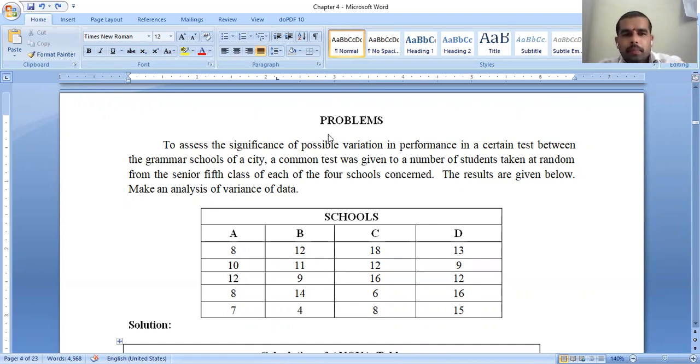Here the theoretical information is also available in this given question, but sometimes in the question paper the theoretical information will not be available. Based on this table only, we are going to calculate all the values. So how many schools are there? 1, 2, 3, 4. There are 4 samples. The total number of observations is 20.